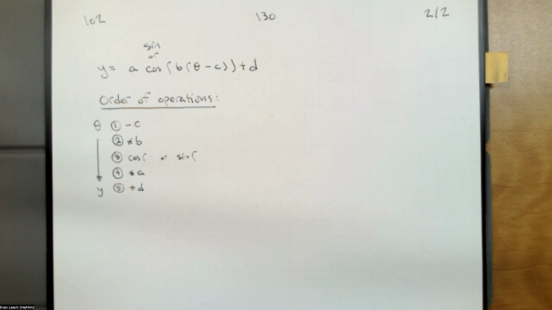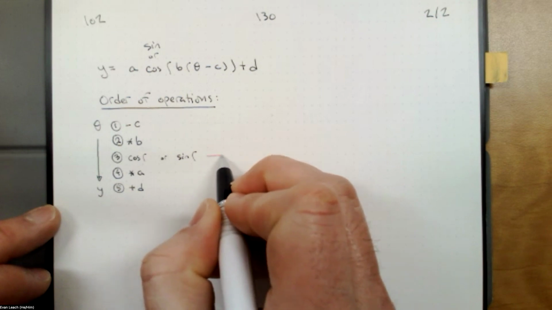those both have horizontal effects on the graph. Those both do horizontal things. See, that's a terrible way to phrase that. Both of those have horizontal effects. C is a horizontal shift. B is a horizontal squish or a compression. So here's where the trig function happens.